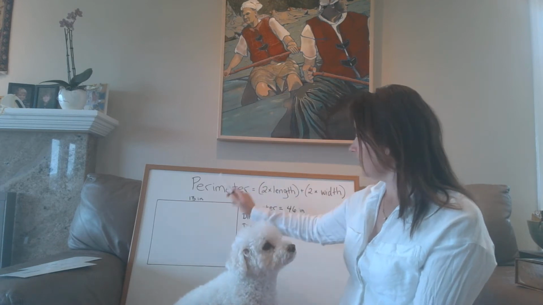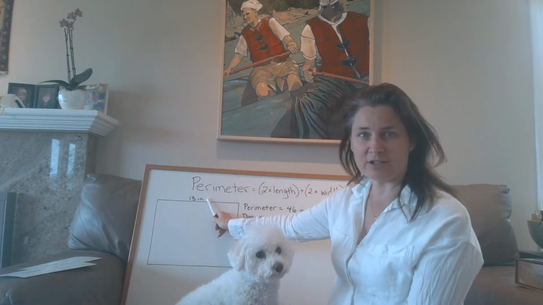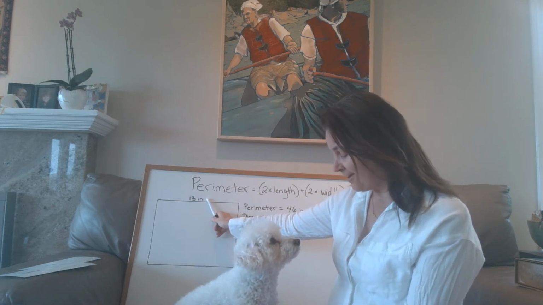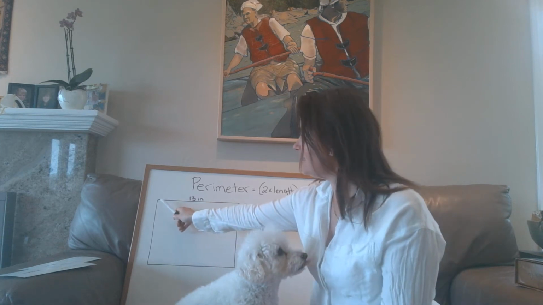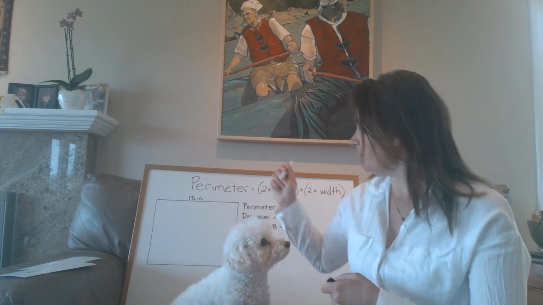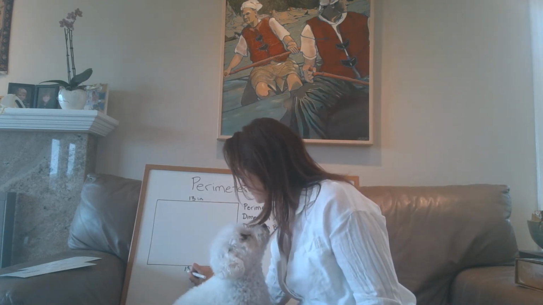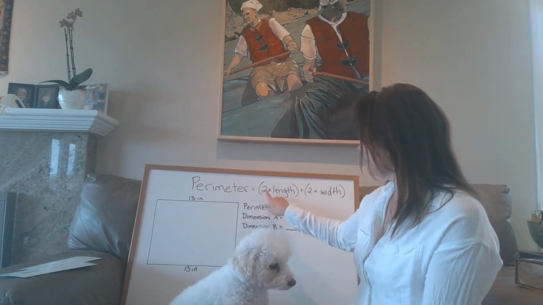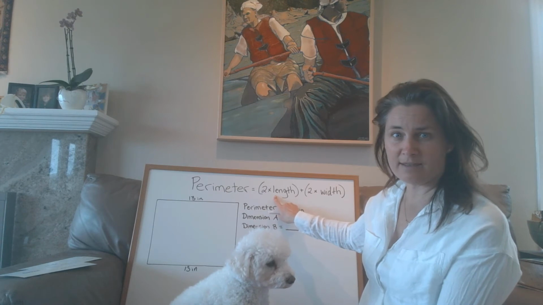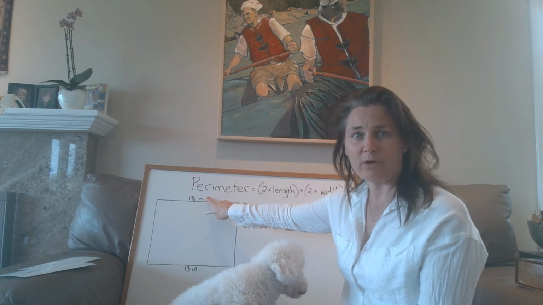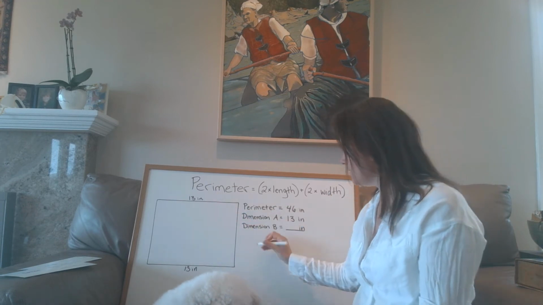So here we have this dimension is 13 inches. What we know about perimeter and rectangles is that whatever the dimension is on one side, the parallel opposite side is going to have the same dimension. So this would also be 13 inches. So because perimeter is 2 times the length, we're going to do 13 times 2, or 13 plus 13 first.